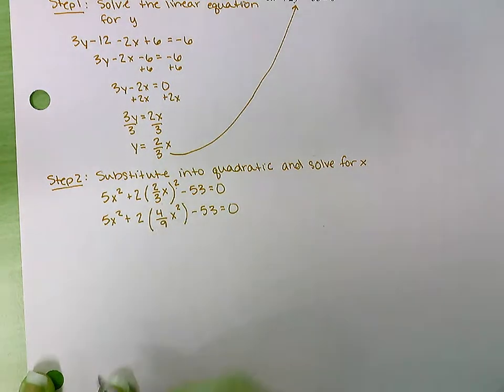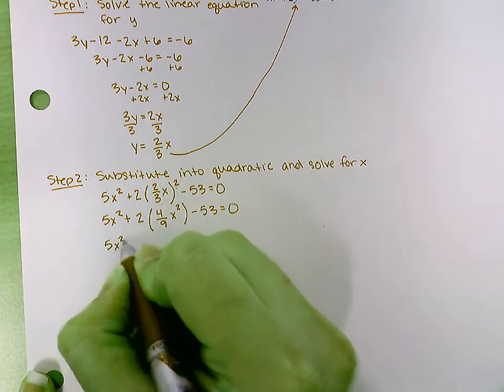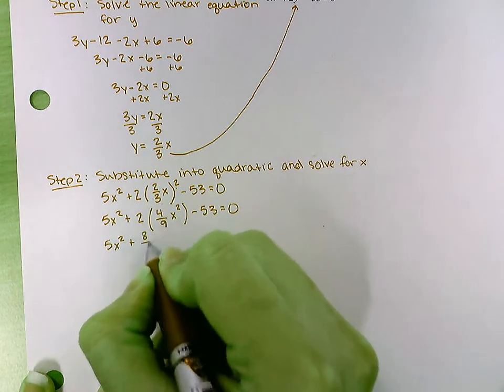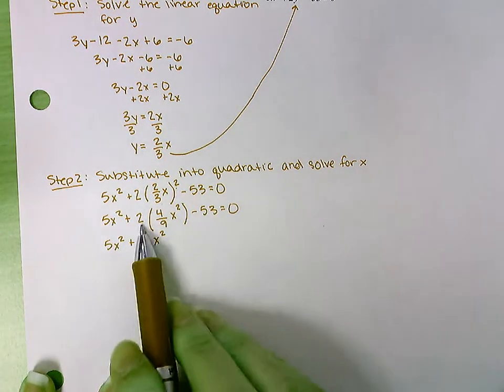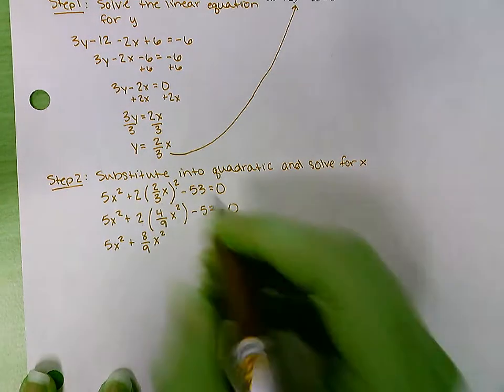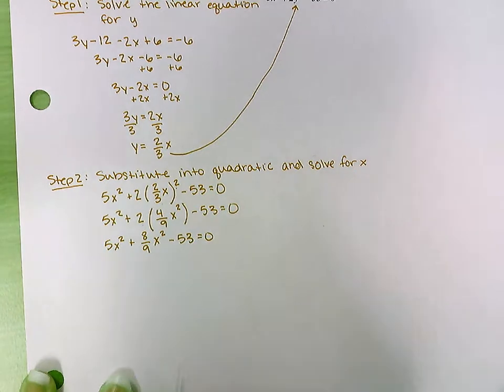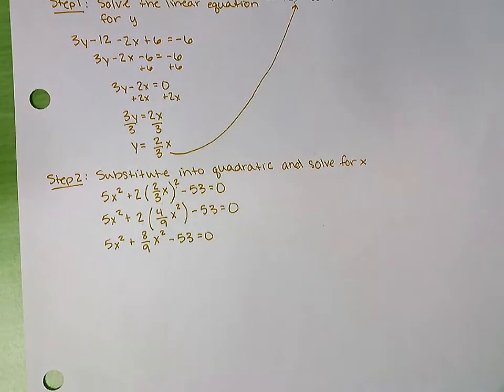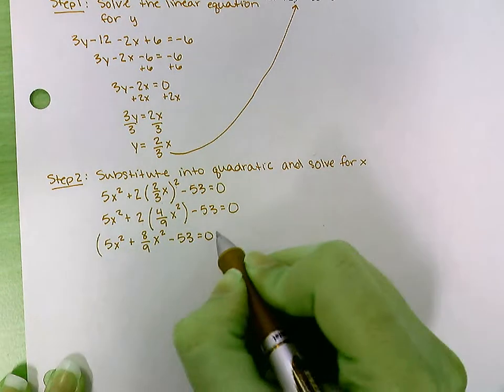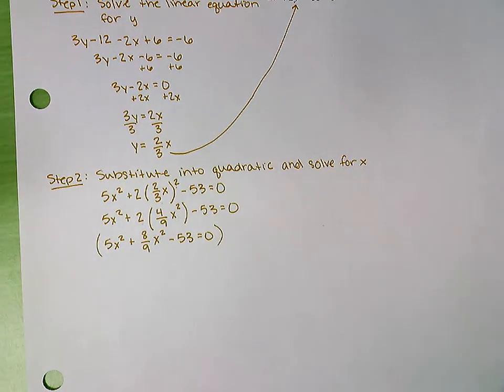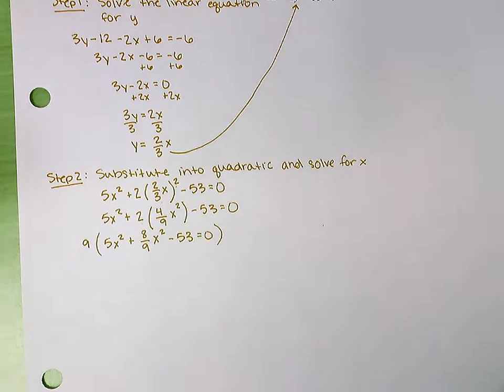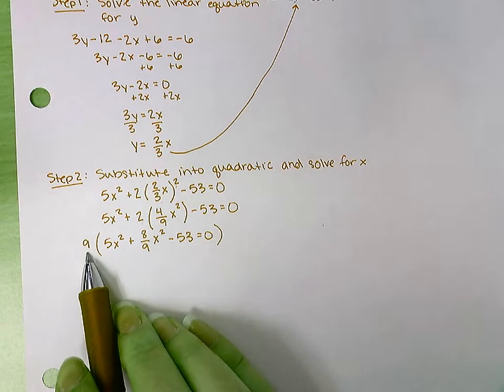Next I can multiply. So we have 5x squared plus 8 over 9 x squared. I just multiplied my 2 and my 4, minus 53 equals 0. Now I do have this fraction here. To get rid of that fraction and make this a little bit easier, I'm going to multiply that whole equation by what's in the denominator of that fraction. So we're going to multiply everything by 9. So I'm going to take 9 times 5.